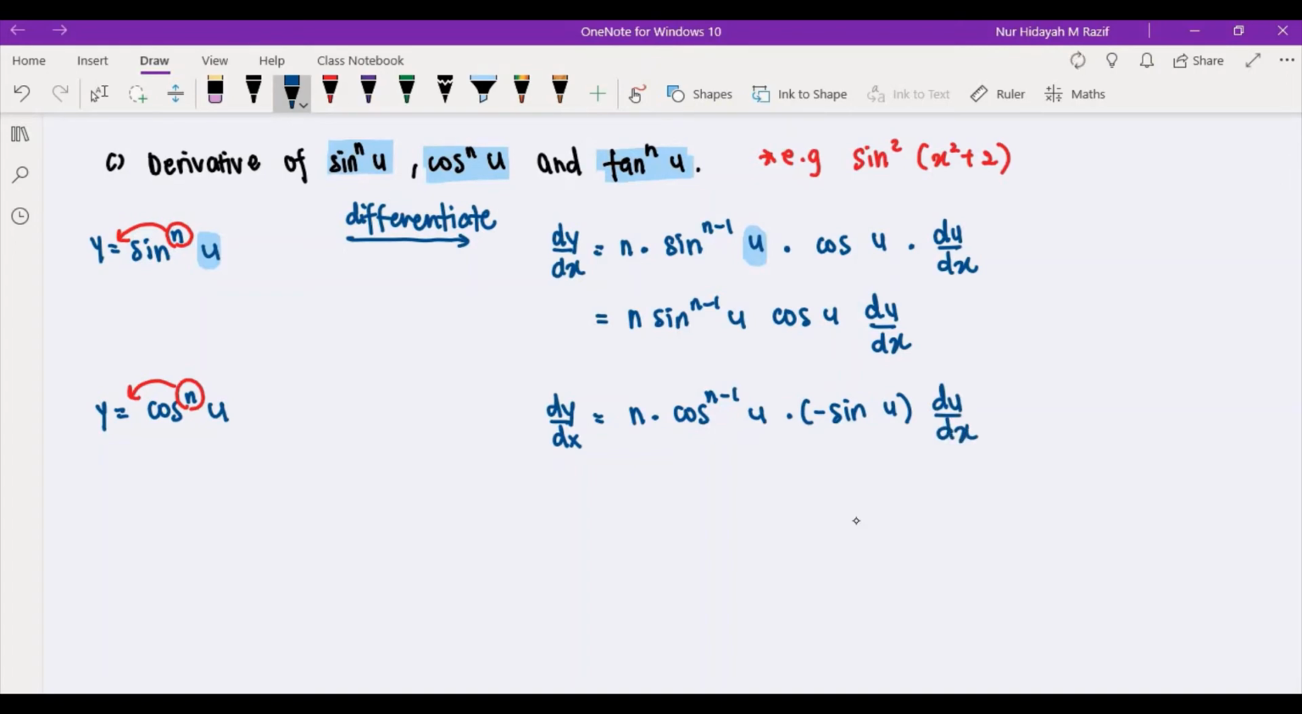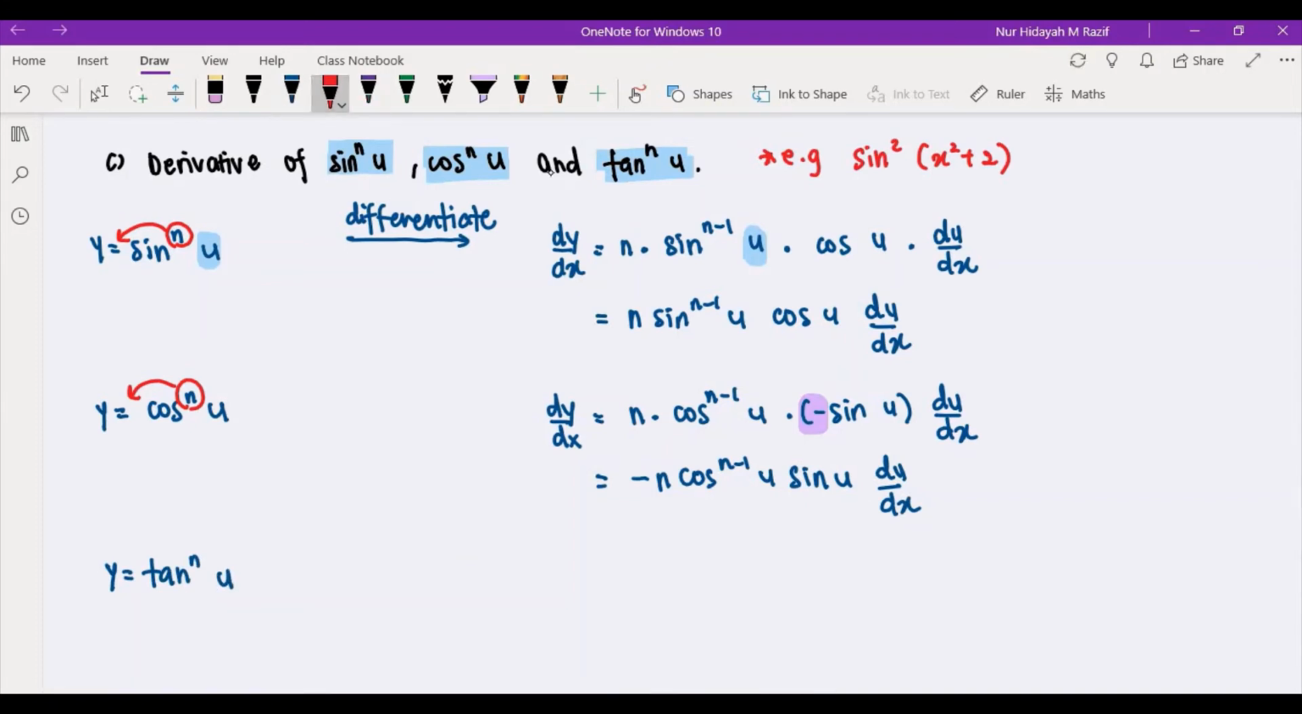And in this case, do not leave it like this. You need to take your negative sign to the front. Okay, so that will give you dy/dx is negative n times cos to the power of n minus 1 of u, times sine u, times du/dx.